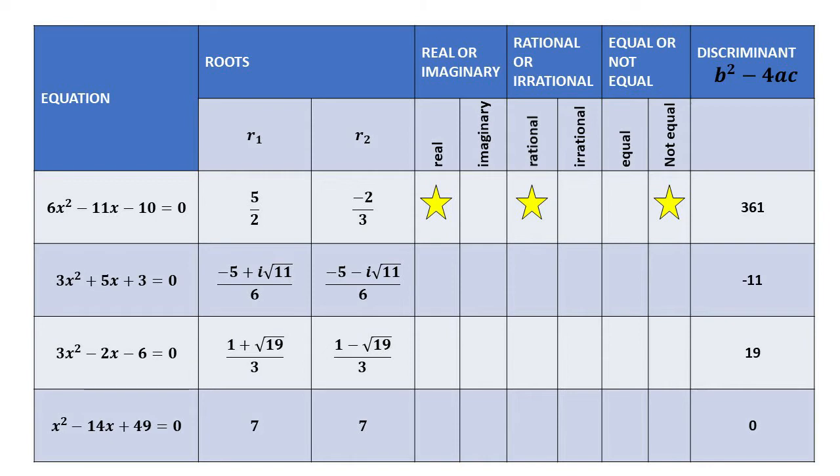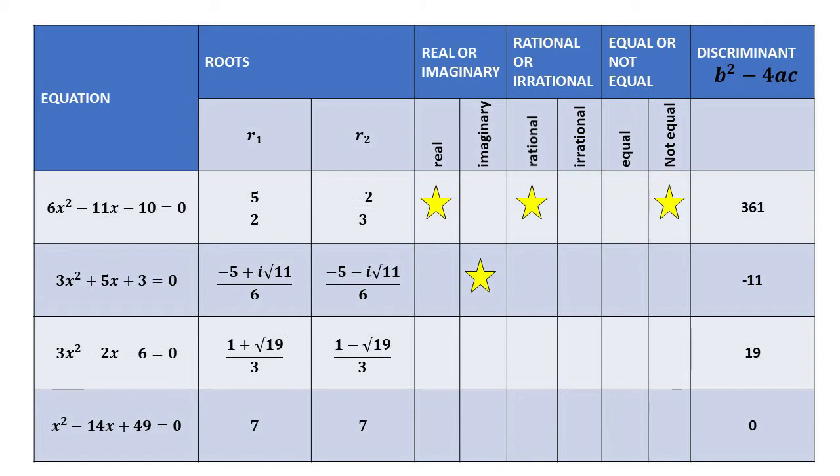We have 3x squared plus 5x plus 3 equals 0. And we have here the roots negative 5 plus i square root of 11 over 6 and negative 5 minus i square root of 11 over 6. Now, let us identify their nature. Is it real or imaginary? Yes, it is imaginary. If the given equation is already imaginary, we will no longer identify whether it is rational or irrational, equal or not equal.